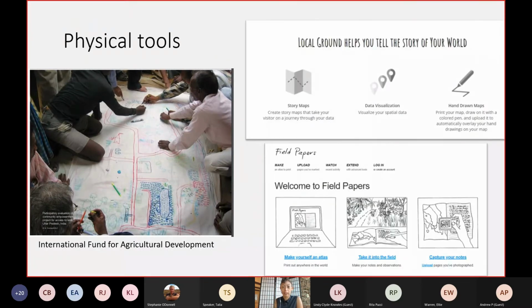But fortunately, there are at least two initiatives that address this. So I wanted to highlight Local Ground, which is on the top right here, and that was developed out of UC Berkeley, and Field Papers, which was developed out of Stamen Design in San Francisco. Both of these software allow you to print your paper map, do the participatory mapping, and then upload the photo of the map back into the website for them to digitize for you or to georeference for you. And I'll be explaining more about how Field Papers in particular works in my case study, because that's what I used.